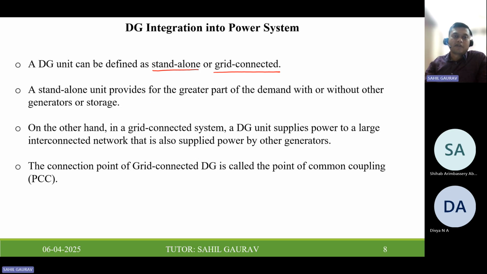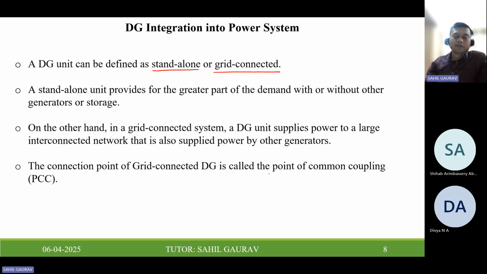Standalone means our distributed generation is not connected with the grid, while grid connected means it is connected with the grid. This standalone type DG provides the greater part of our demand with or without generators or storage. On the other hand, in the grid connected system, a DG unit supplies power to a large interconnected network that is also supplied power by other generators. When the DG is connected with the grid, it is simply said to be a grid connected system, and when it is able to fulfill the power demand of the load, then it can operate as standalone. So one is standalone DG, another is grid connected DG.